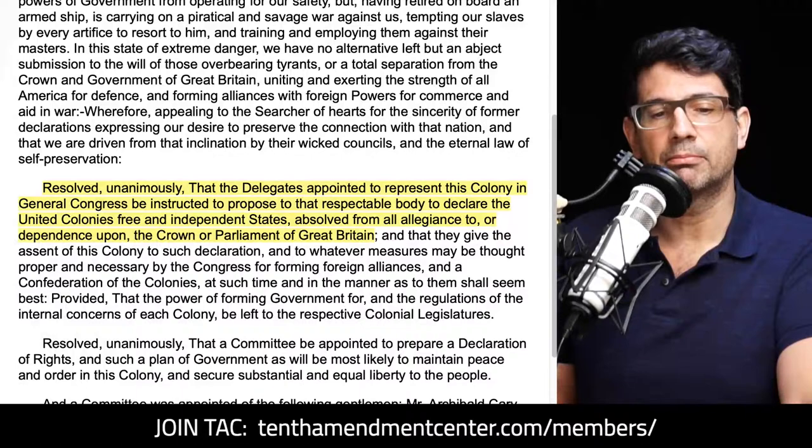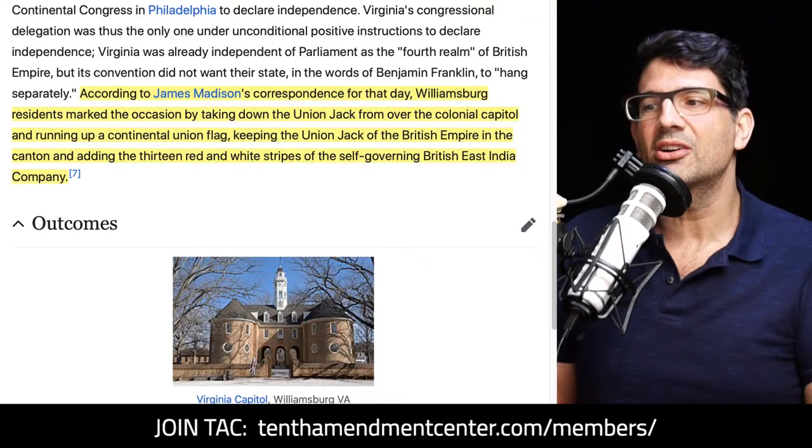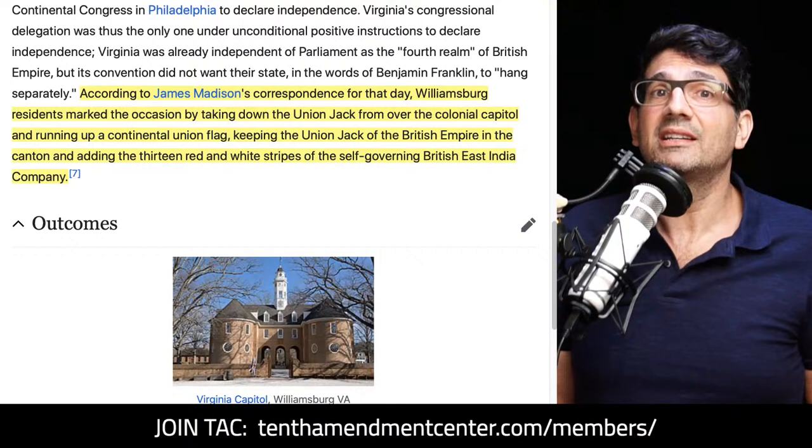Here's how James Madison described it. This was his correspondence for the day. He said, Williamsburg residents marked the occasion by taking down the Union Jack. So this was a celebration. People actually recognized that Virginia was a free and independent state on its own at that time, May 15, 1776.